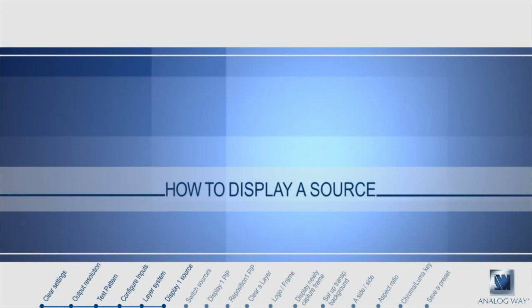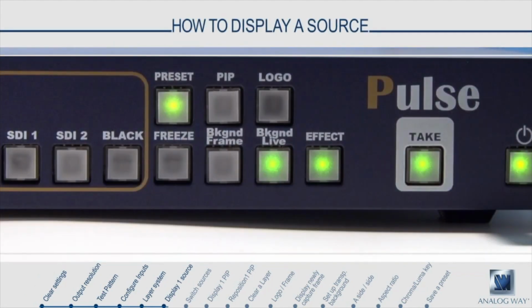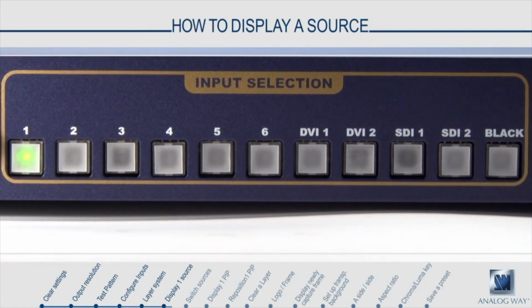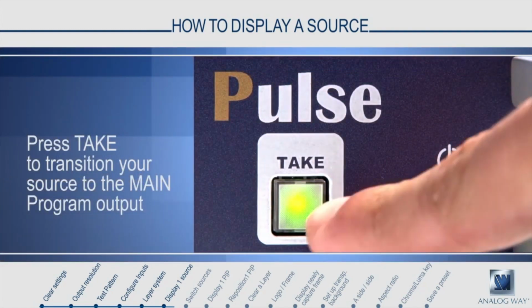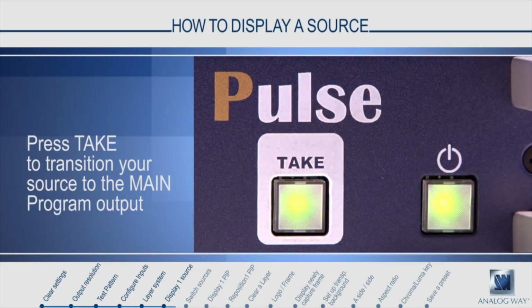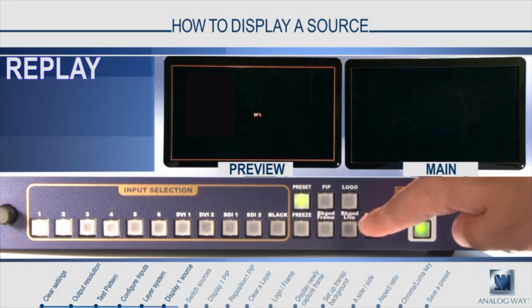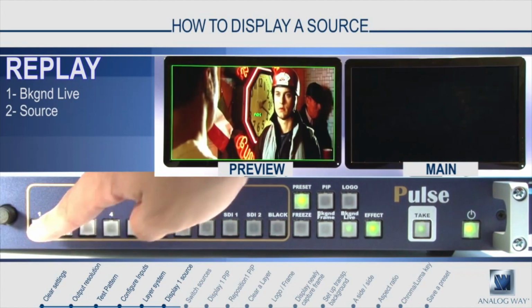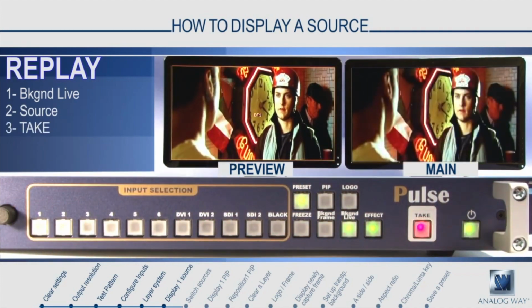How to display a source. How to select an input. First, select the layer you wish to adjust, such as Background Live. Then, select the source. Press Take to transition your source to the main program screen. Let's see that again. Press Background Live, press Input 1, and your source will appear on the preview. Press Take to cleanly transition it to main.